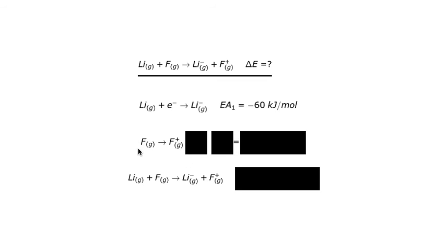Here we can bring in our part of our half reaction for fluorine. In order to complete this equation, we're going to have the electron on the product side. And we can see that we are breaking that electron free. And so this will be associated with the ionization energy for fluorine, specifically the first ionization energy for fluorine.